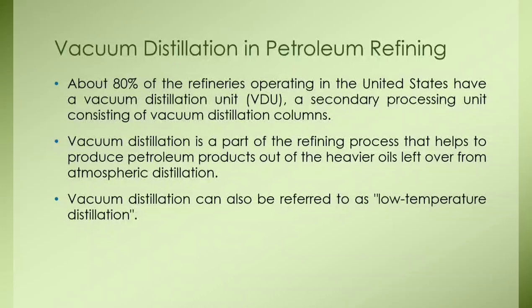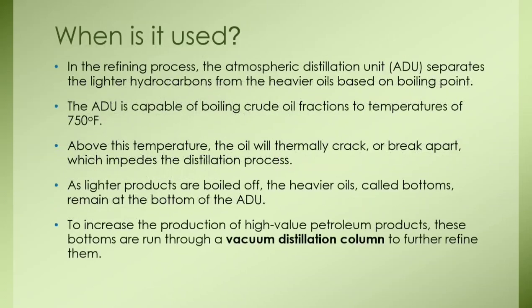Now the next topic is industrial scale applications, which includes vacuum distillation in petroleum refining. Almost 80% of the refineries operating in the United States have a vacuum distillation unit, which is also known as a secondary processing unit after the atmospheric distillation unit, and it consists of vacuum distillation columns. Vacuum distillation is a part of the refining process which helps to produce petroleum products out of the heavier oils left over from the atmospheric distillation unit. Vacuum distillation can also be referred to as low temperature distillation because the temperature used is lower in comparison to atmospheric distillation.